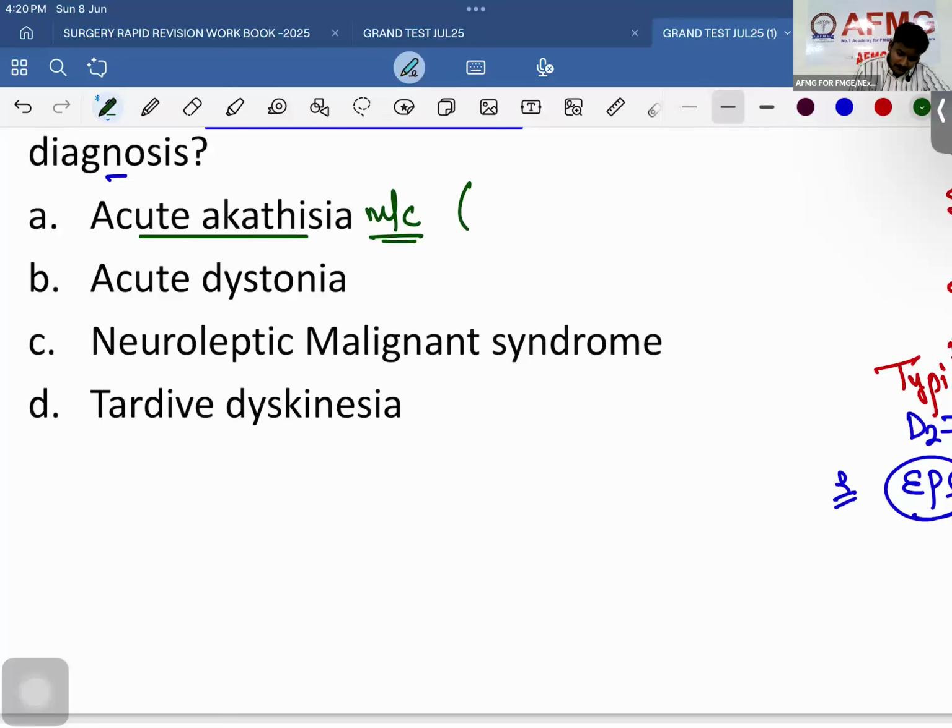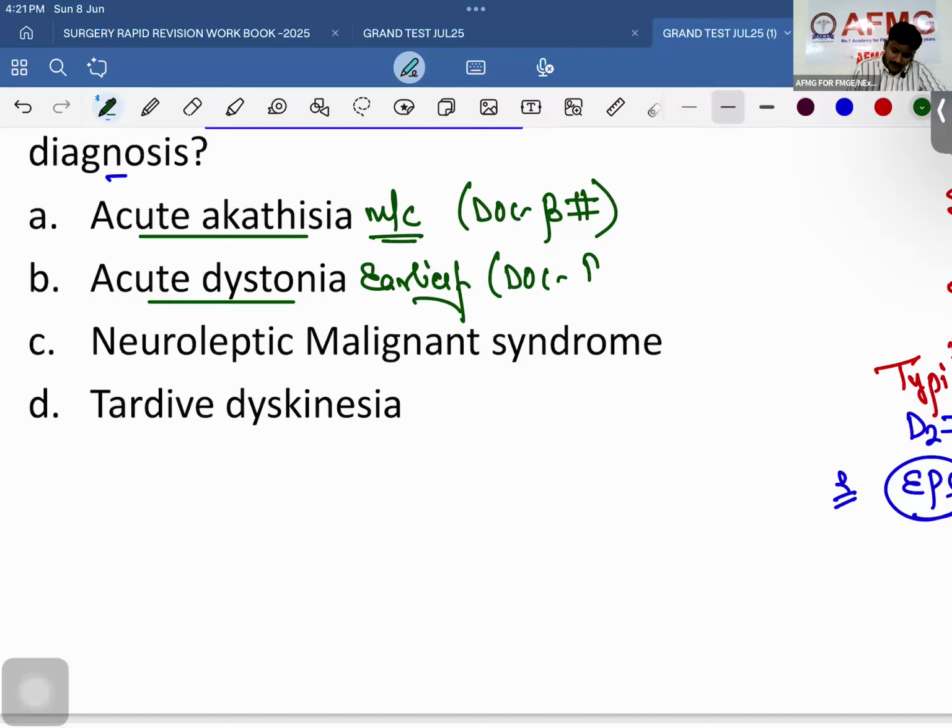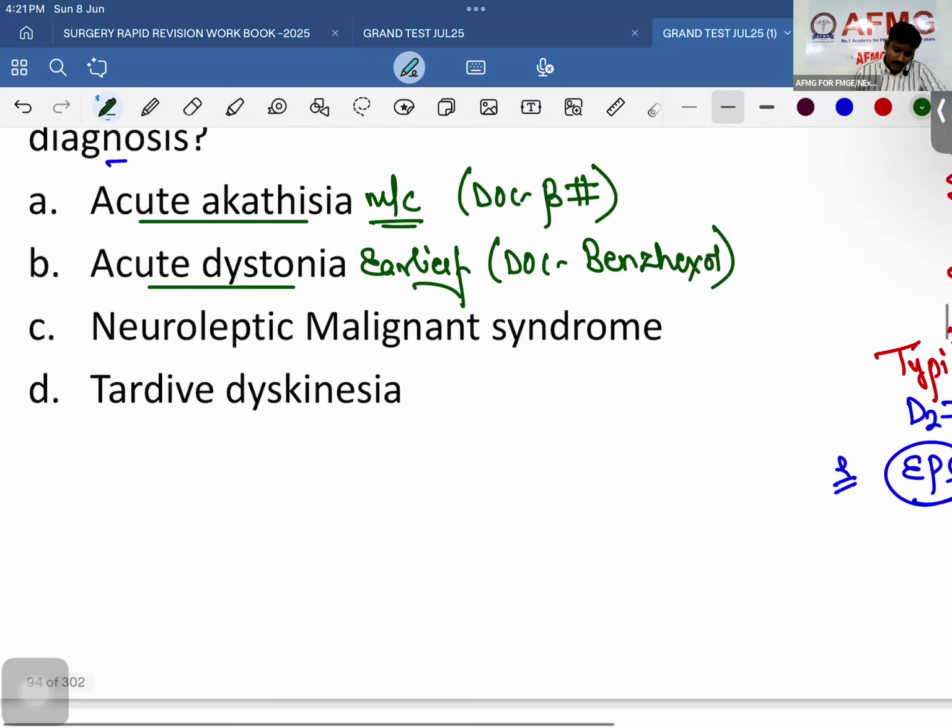Okay, drug of choice will be beta blockers like propranolol for acute akathisia. What is the earliest side effect? The earliest extrapyramidal side effect will be acute dystonia, when there is sudden spasm of a group of muscles, causing torticollis, trismus, these kind of problems after giving the drug. And here the drug of choice is going to be benzhexol, that is an anticholinergic drug. You can also give other drugs like promethazine as well.